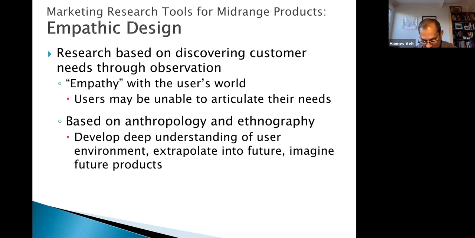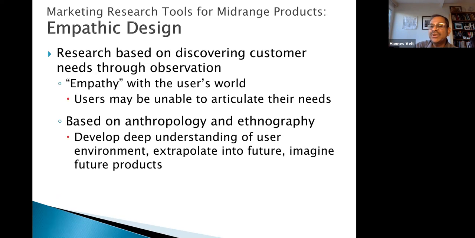Then a similar technique is called empathic design. So this comes from these two words. Empathy means putting yourself in the shoes of the customer, or actually putting yourself in the mind of the customer. So you understand their pain points, and then you design your products and services to improve this.